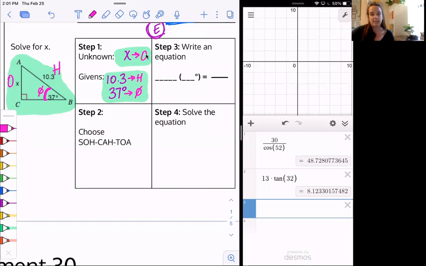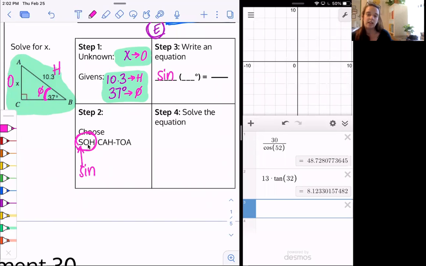So here I have X is O, right? And H is 10.3. So I have O and H. So I'm going to look for the one that has O and H. It'll be this one here, and that S stands for sine. So I'm going to use sine for my equation. Good job, Cherry. So I have sine.